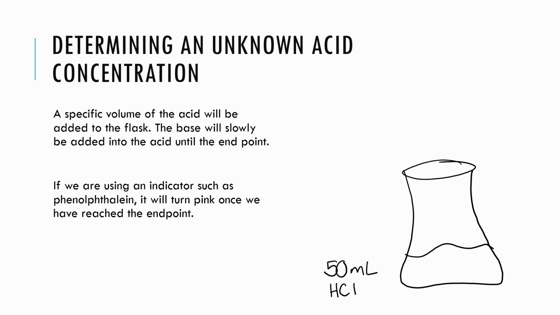We're going to add a couple of drops of an indicator in there, and there's a wide variety of indicators. Today I am going to use phenolphthalein as our example indicator. Phenolphthalein will turn pink once we've reached our endpoint. So we would put a few drops of phenolphthalein into this HCl. Now this hydrochloric acid is going to be acidic right now, and at acidic pHs, phenolphthalein is clear, so we're actually not going to see any change once we add that indicator.